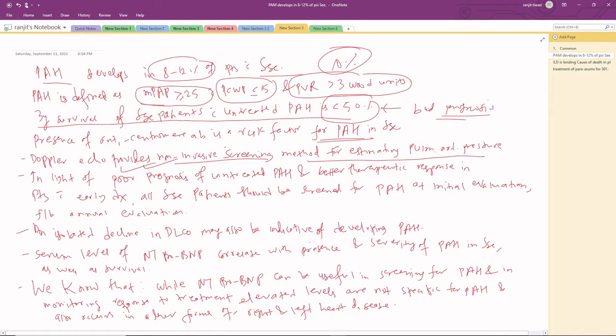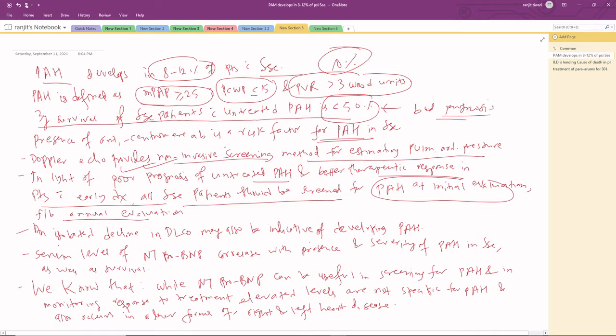In light of the poor prognosis of untreated PAH and better therapeutic response in patients with early diagnosis, all systemic sclerosis patients should be screened at initial evaluation for pulmonary artery hypertension, followed by annual evaluation. So if we treat at an earlier stage, the patient can improve and have a good prognosis. That's why we have to screen at initial evaluation and follow with annual evaluation with Doppler echo.